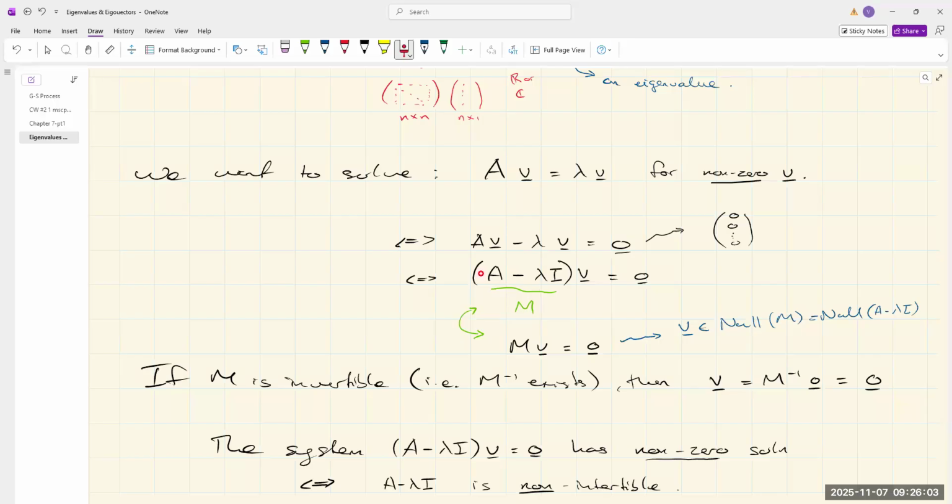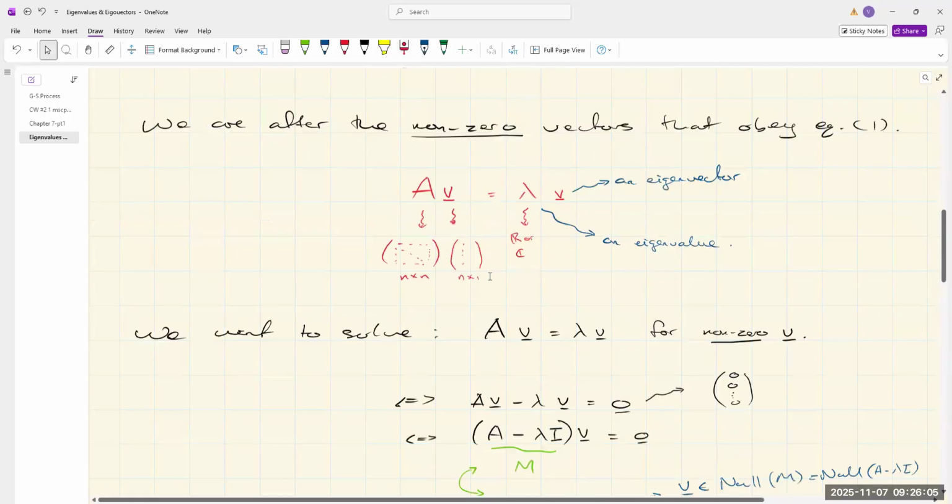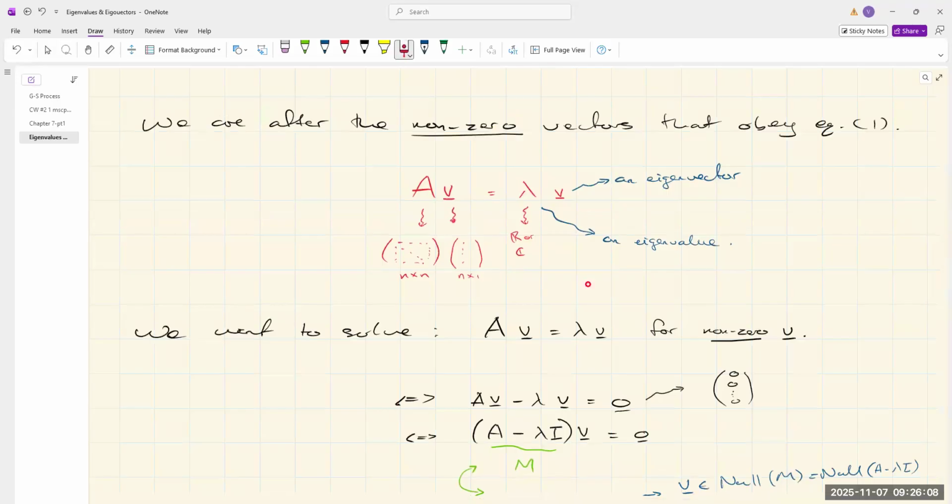And that is the eigenvalues. Where is my eigenvalues? Yeah. The eigenvalues need to come from the same field as the entries in your matrix. So what does that mean? That means if the entries in your matrix are only real numbers, then the eigenvalues could only come from the real numbers. If you allow the entries in your matrix to be complex numbers, then the eigenvalues can be complex as well.